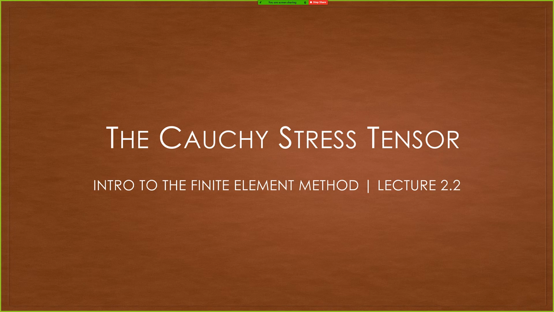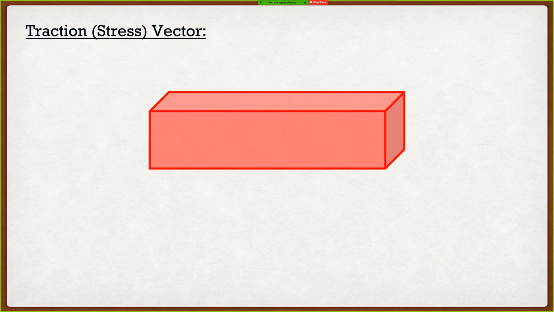Perfect. So now we're going to get on to the Cauchy stress tensor. This one's going to be a little bit shorter than the strain tensor, which is good. The strain tensor is a little bit long. So let's talk about the Cauchy stress tensor. We went from strains, and now we're going to talk about stresses. The first thing we're going to talk about is actually called a traction or a stress vector.